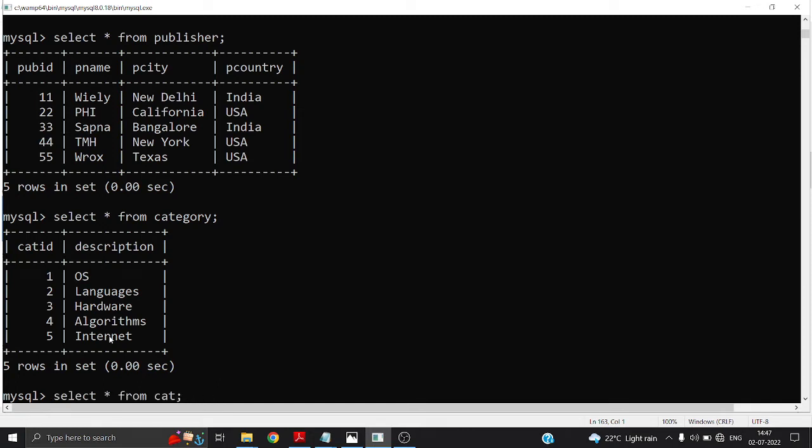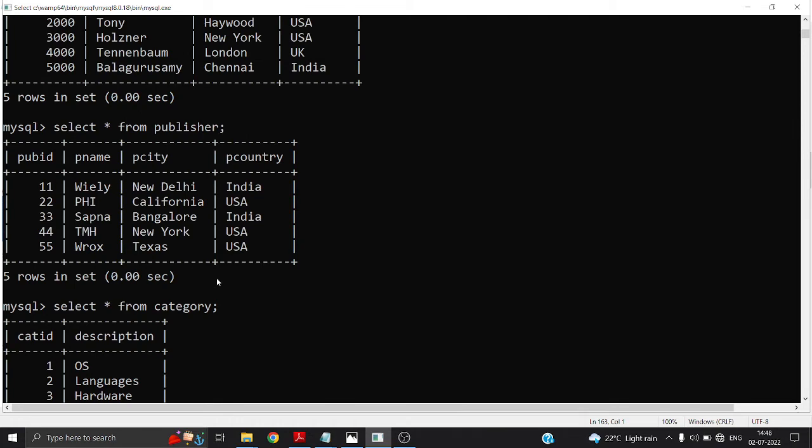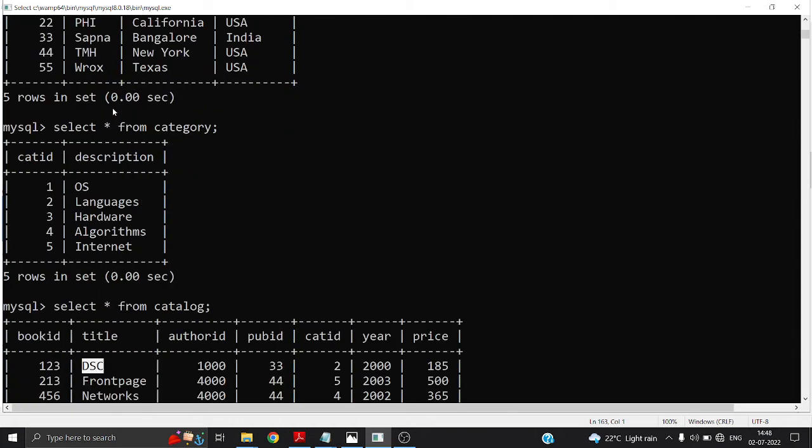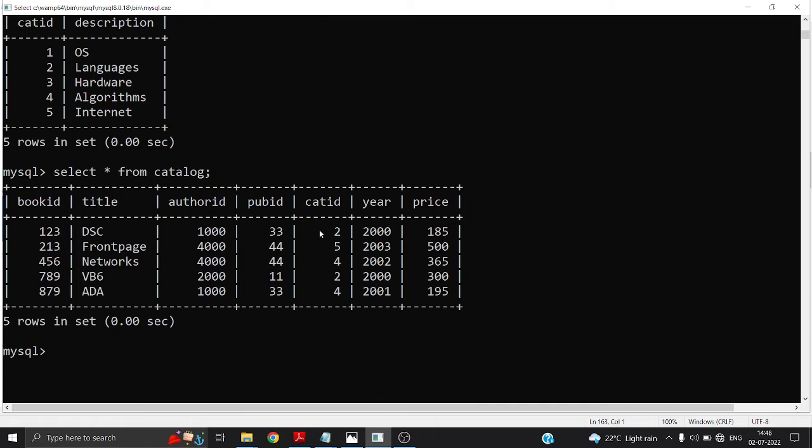Then we have the catalog information. This catalog says the book ID, 123 is the book ID, that is DSC, a mathematics related book. Author is 1000, meaning author ID 1000, which is author Nandagopalan. The publisher is Relay, and the category of this book is languages. The year of publication is 2000 and the price of this textbook is 185. Like that, we are supposed to understand the meaning of every record in the table.